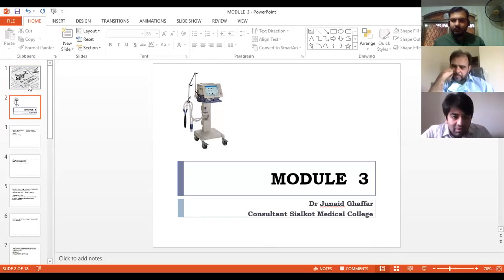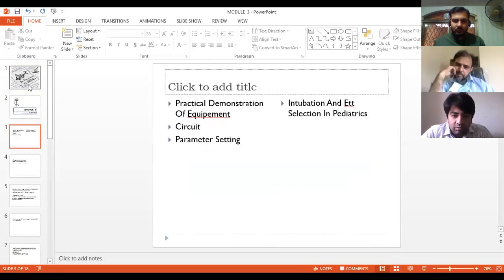And I welcome all the participants to the third module of this pediatric ventilation. In this third module, we will discuss the practical demonstration of the ventilator circuit and the different parameters present in the ventilator and their settings. And in the second part, we will discuss the steps of intubation and endotracheal tube selection in pediatric patients.